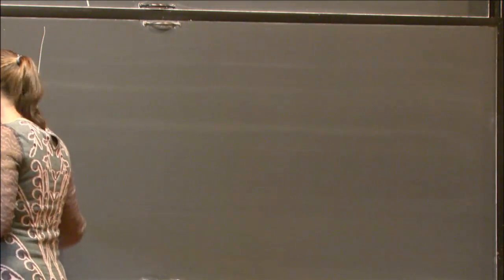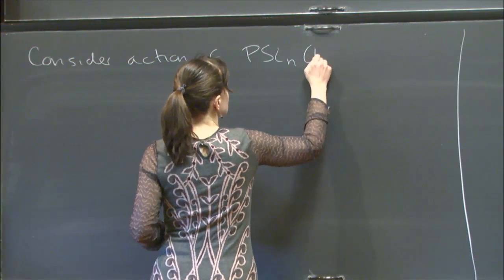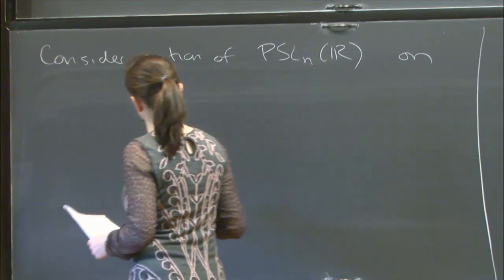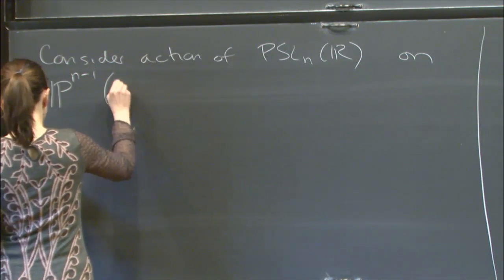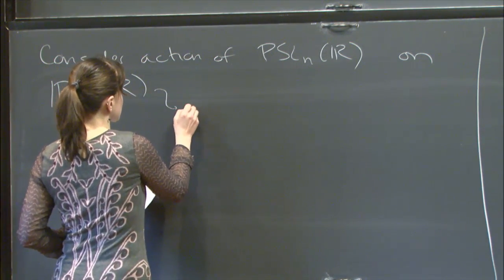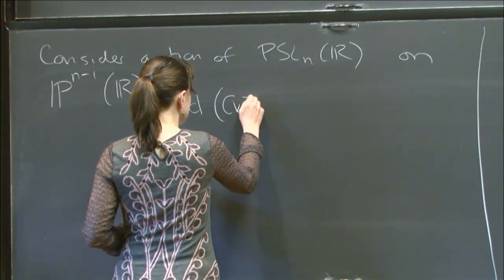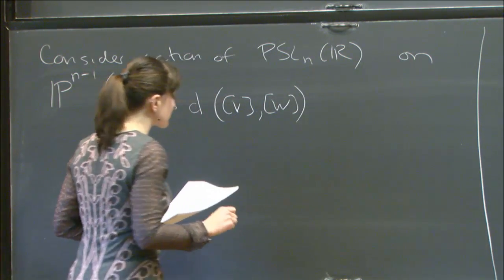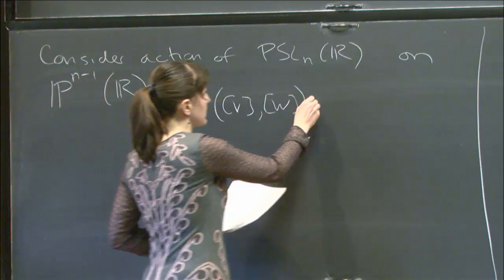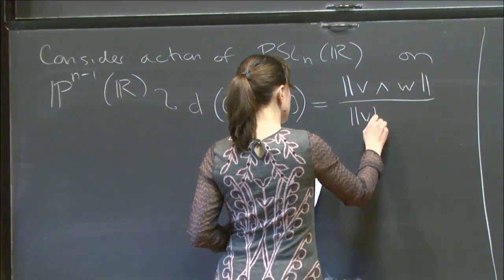All right, so we need to consider the action of SL_N on some space. So we consider the action of PSL_N(R) on projective space, P^{n-1}(R). Now this is equipped with a metric with some nice properties. So I'm going to write this down because I'll need it in a moment. So the distance from V to W in this projective space is going to be the norm of V wedge W over norm V times norm W.